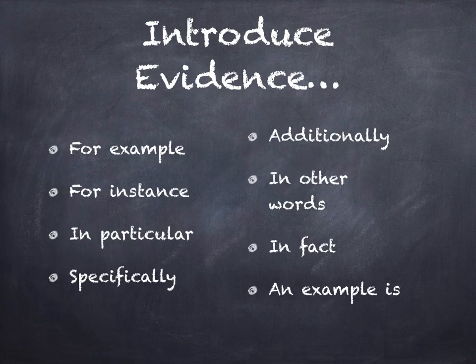So after you've introduced your reason, now you have to introduce the evidence that you've found that supports that reason. So you can use transition words and phrases like, for example, for instance, in particular, specifically, additionally, in other words, in fact, an example is. All of those can be used at any time to transition from your reason to your evidence or to go from evidence to more evidence. All of these are great transition words and phrases when you are introducing new evidence into your body paragraphs.